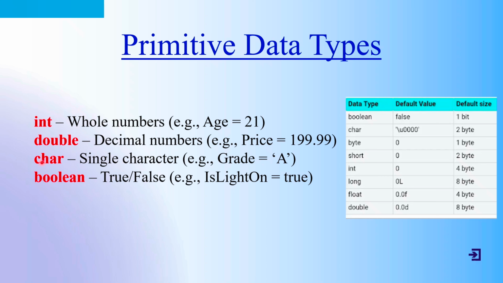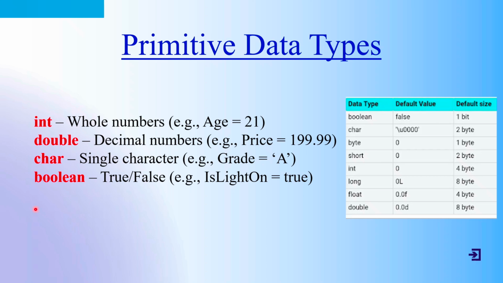Character is used to store a single character. We represent it as char. They are mainly used to store information like the grade or initial of a person. For example, grade of 5th sem is equal to A.